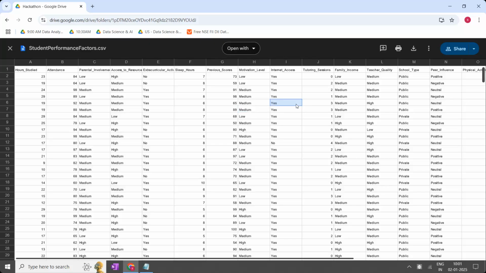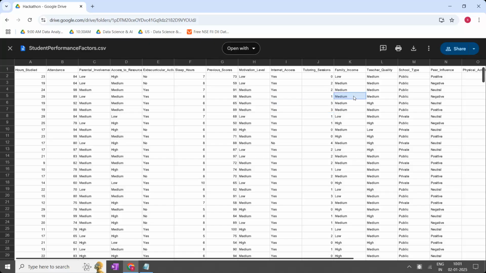And for example, tutoring sessions are required. If this is impacting more, then according to this observation, they'll add more doubt clearance sessions, weekly once. And for example, if family income is related to this, then the educational officer is not going to do anything. He can't do anything about that.